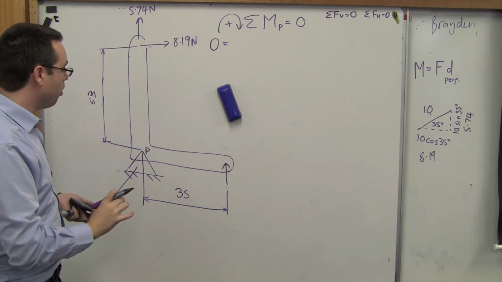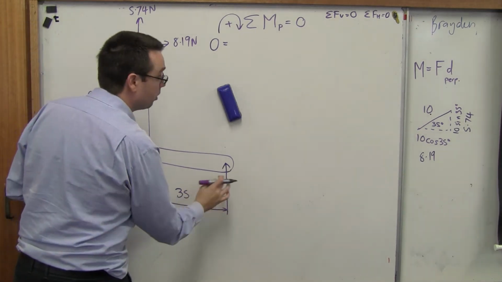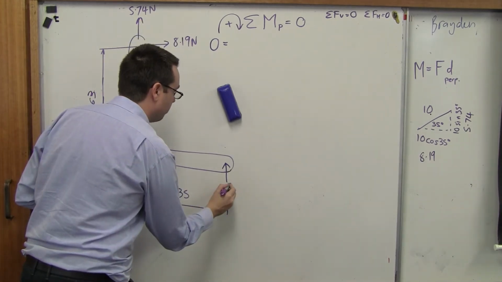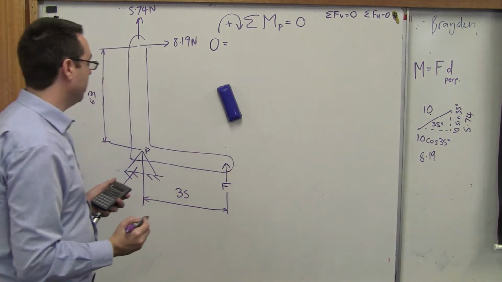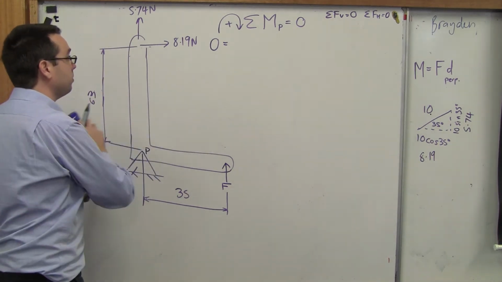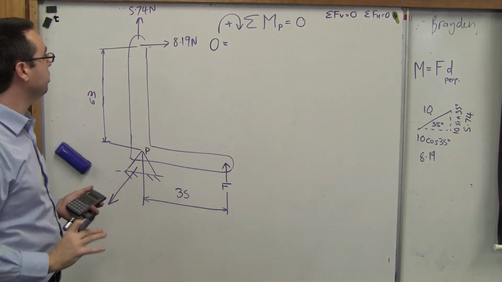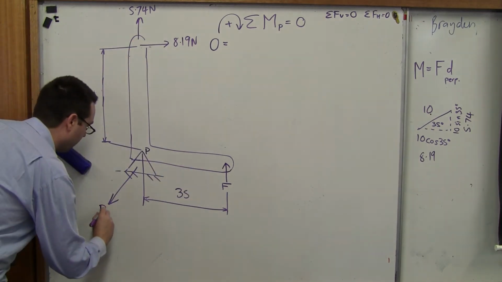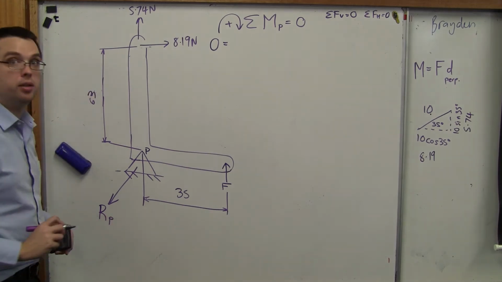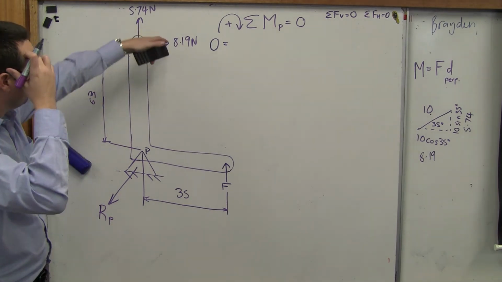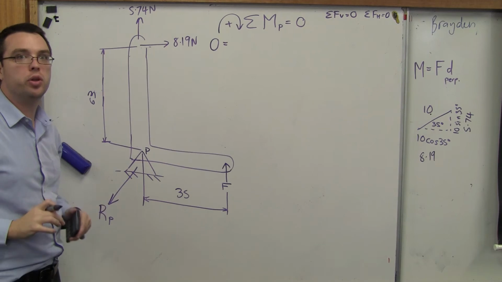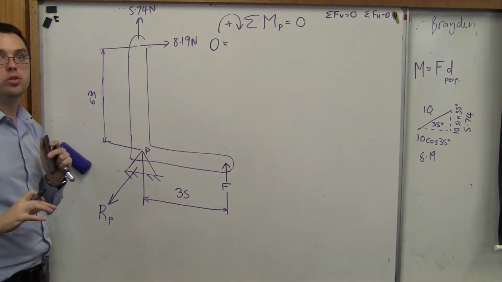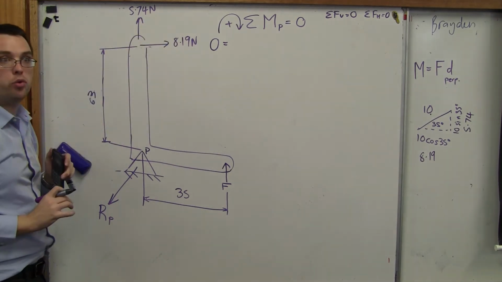Okay, so now we've got our force here. We're just going to label that letter F, so we have a way of referring to that. We're going to call this one here reaction at the pin, or RP. So we've got 1, 2, 3, 4 forces. We used to have 3 forces, but now we've split that one, so we now have 4 forces total.